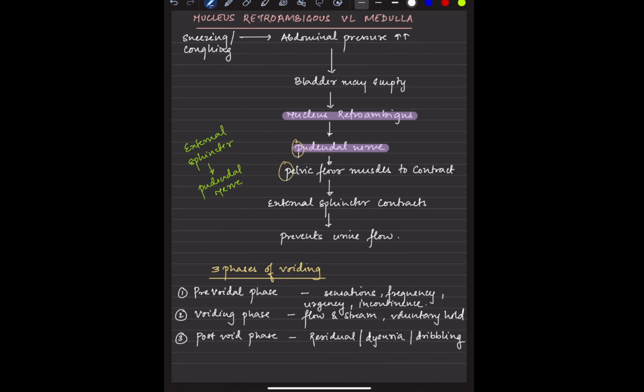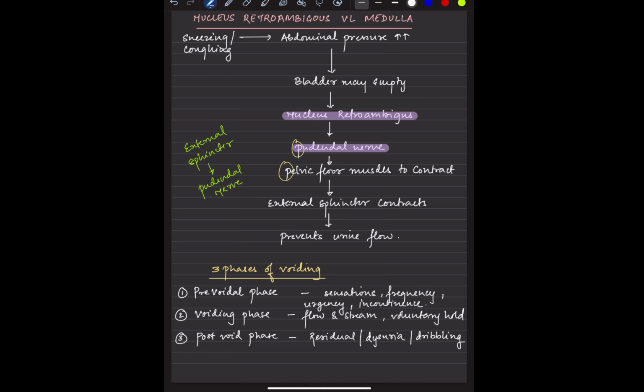Another thing is the nucleus retroambiguus. This is very important because whenever we are sneezing or coughing, there will be an increase in abdominal pressure, and that can cause involuntary micturition, a small amount of micturition. But this is not the case. Why? Because the nucleus retroambiguus controls the pelvic muscles through the pudendal nerve. That's how the pelvic floor muscles contract, the external sphincter contracts, and it prevents the urine from coming out.